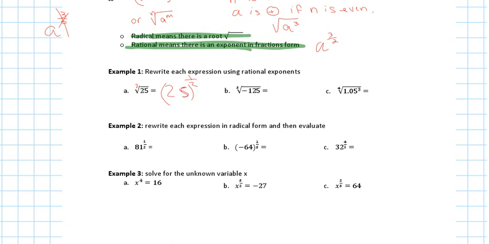It's not that bad. Come on. These are the easy ones. How would I write as a radical? As a rational exponent, sorry.